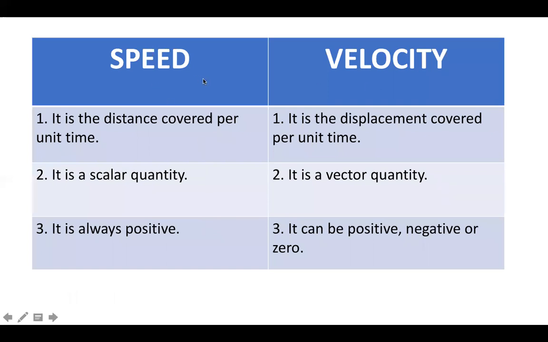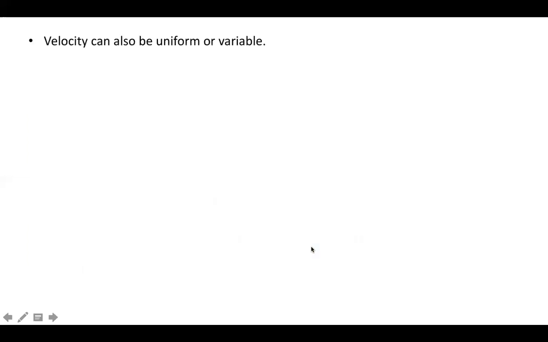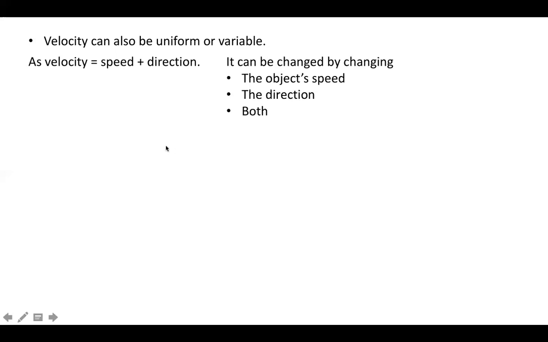Now, some points of difference between velocity and speed. Speed is the distance covered per unit time, while velocity is the displacement covered per unit time. Speed is a scalar quantity, while velocity is a vector quantity. Speed is always positive, while velocity can be positive, negative, or zero. Now, velocity can also be uniform or variable, like speed. As velocity is speed plus direction, so in order to change velocity, we can change the speed of the object or the direction of the object or both.